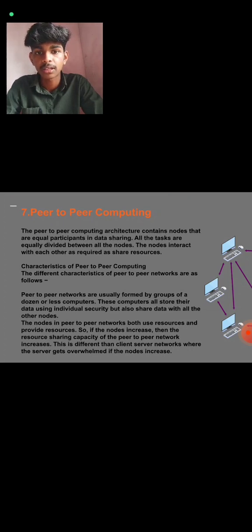Characteristics of peer-to-peer computing. Peer-to-peer computing networks are usually formed by groups of a dozen or fewer computers. These computers all store their data using individual security but also share data with all other nodes. The nodes in the peer-to-peer networks both use resources and provide resources. So if the nodes increase, then the resource sharing capacity of the peer-to-peer network also increases.